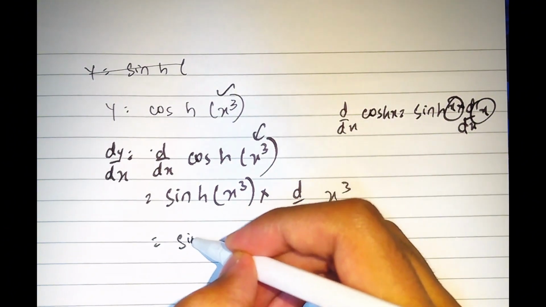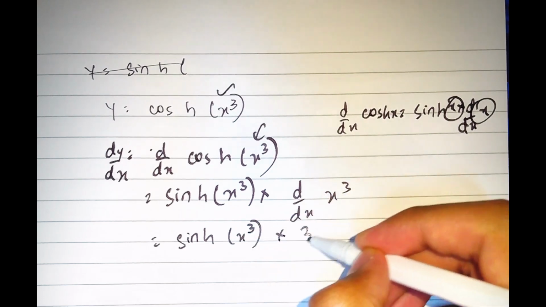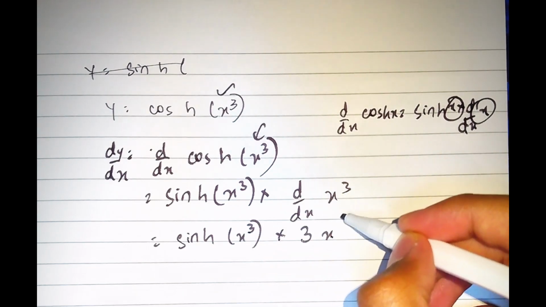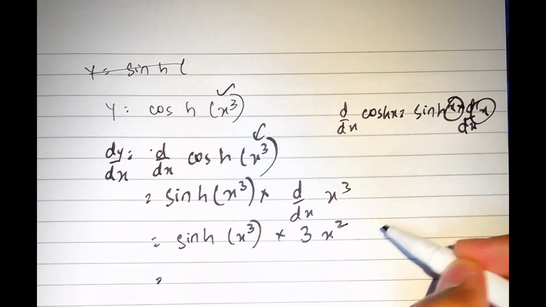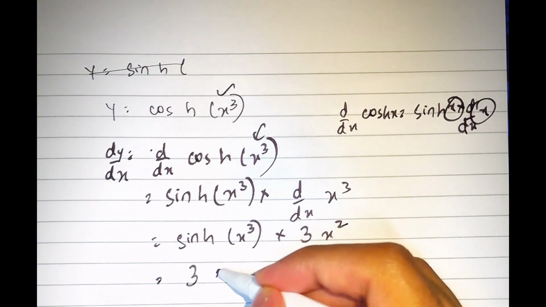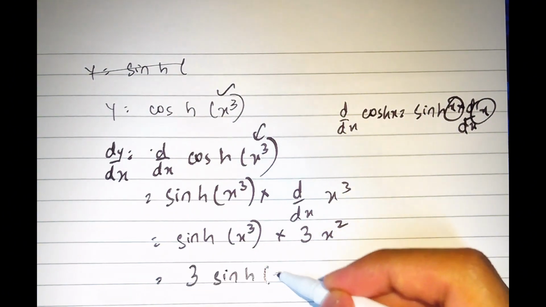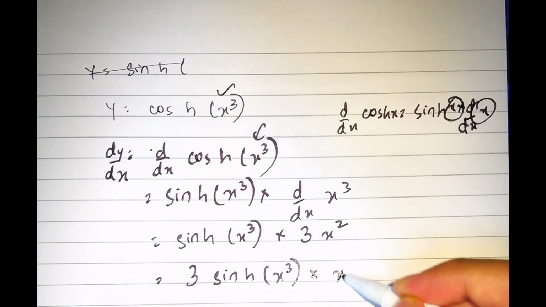So what would be the derivative of x cube? The power would be separated, the function stays, then the power minus 1. 3 minus 1 is equal to 2. So the derivative is 3 sine hyperbolic x cube multiplied by x square.